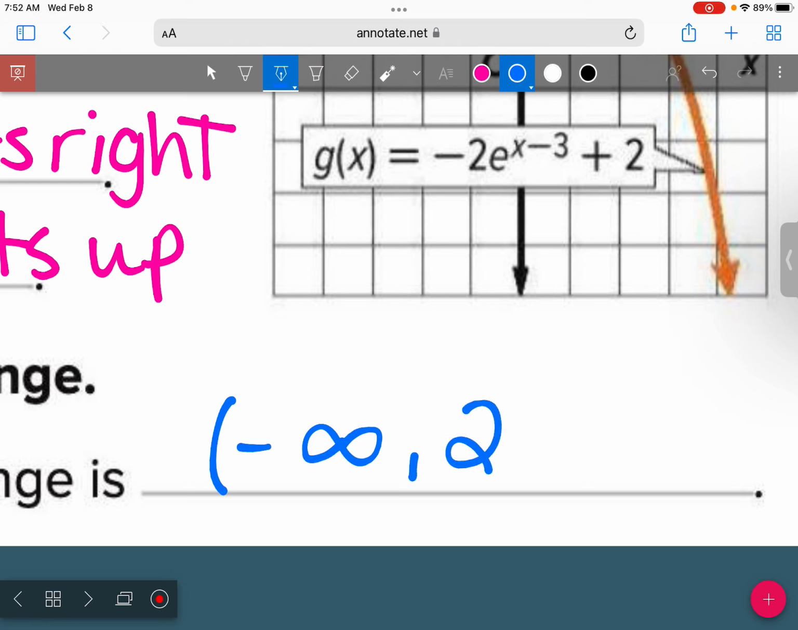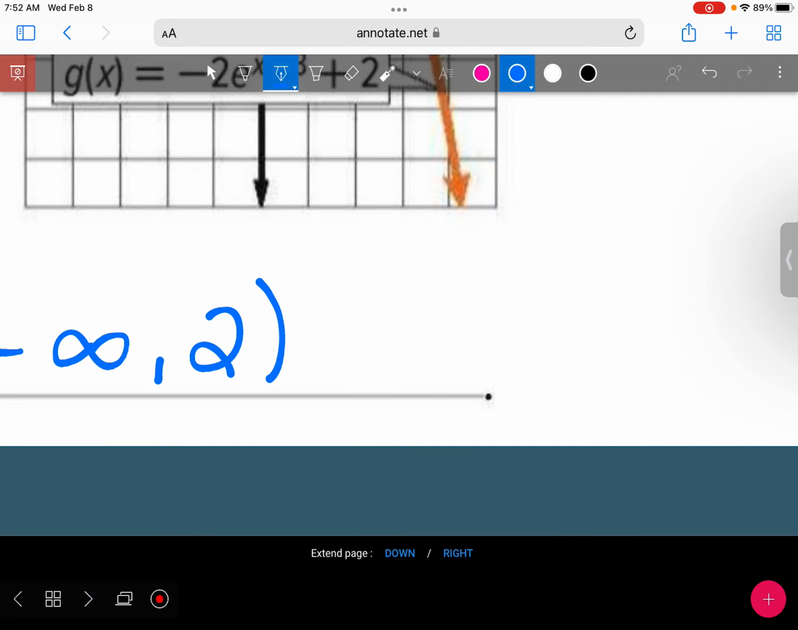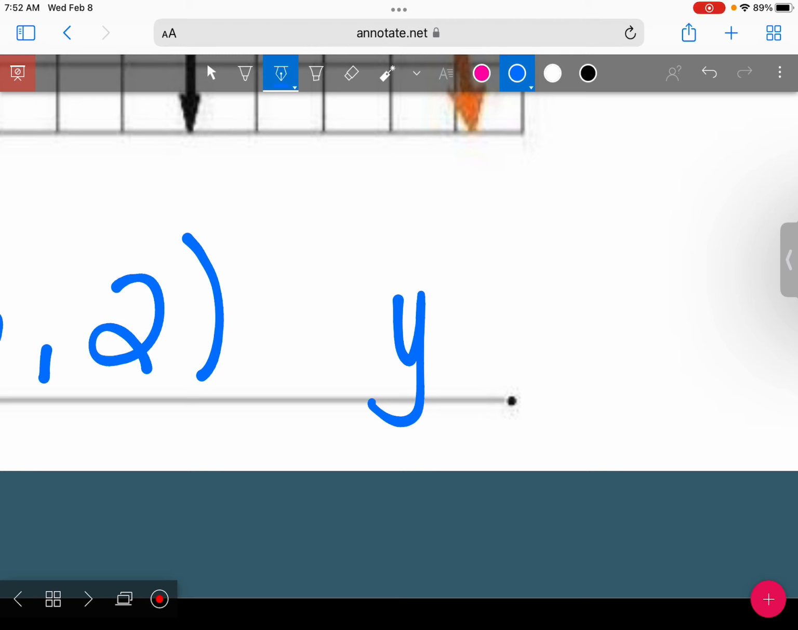Does that make sense? Or you could say all real numbers less than 2, which means that I think some of you write it as y less than or equal to, not less than or equal to 2, sorry. Less than 2. Sometimes you see it written like that. Does that make sense? All right. Got a few more minutes. Is everyone good on this slide? Okay.